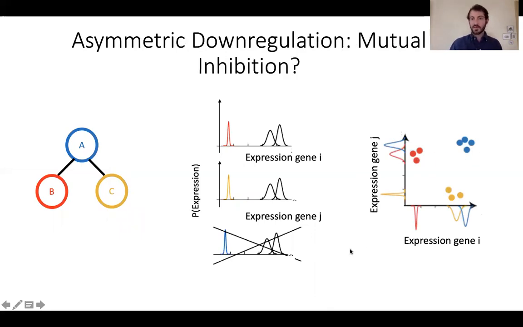And one thing to note is that this pattern of having up, up, down in two classes of genes is symmetric, and is consistent with the motif of mutual inhibition, where I have these two classes of genes inhibiting each other, which would lead to three stable points, or a bistable switch.